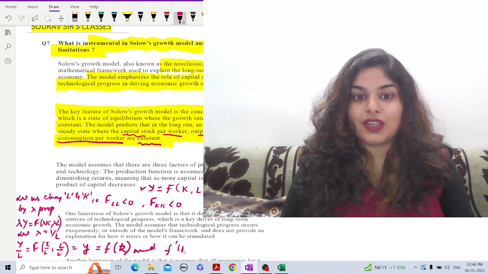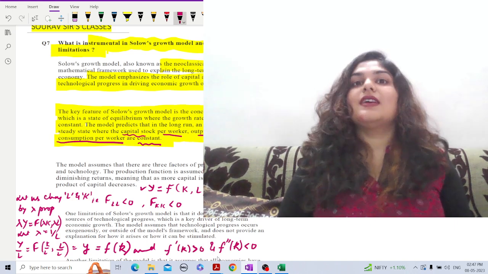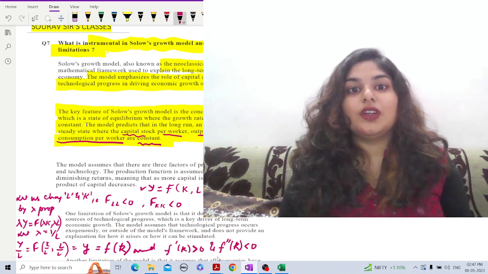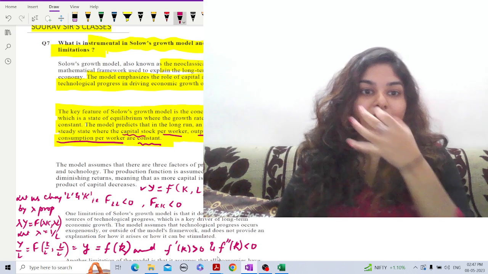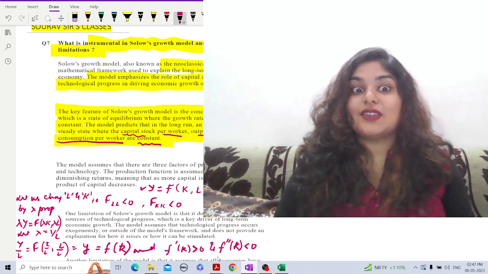and here f dash k, that is your MPK, is positive and your MPK is diminishing. That is, with more addition of output, your returns, that is the MPK, will decrease. So this is the meaning.